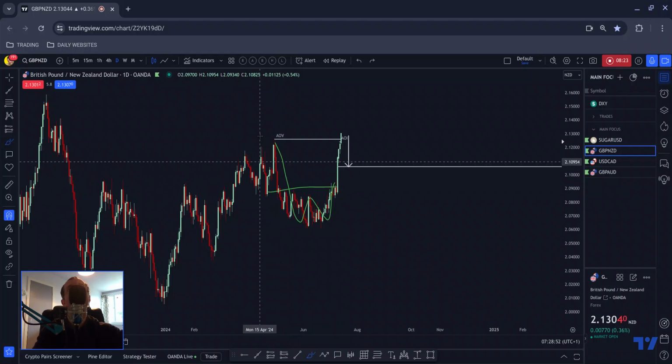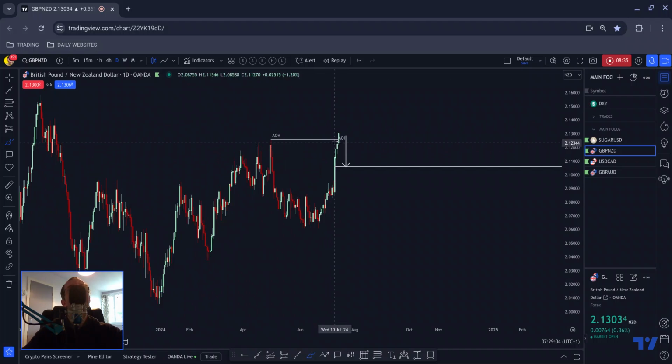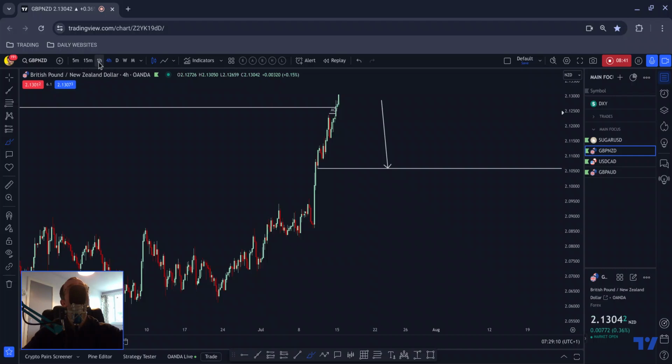Okay, so what I'm looking for in this instance, and you might be thinking, well, it's broken above. As we know, these higher time frame liquidity points that stand out, the more time frames they stand out on, these tend to break above before moving to the downside. So that is why I'm looking for a short trade on this at the moment.